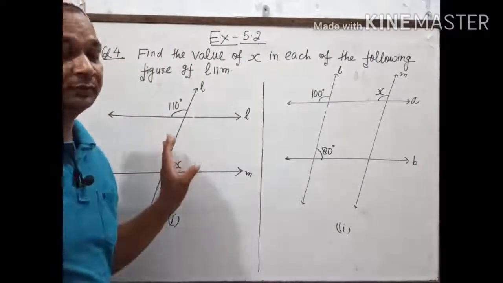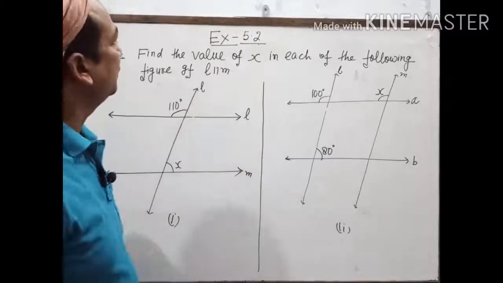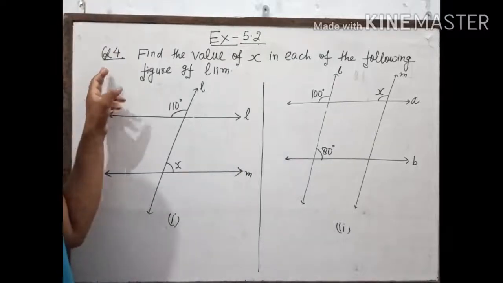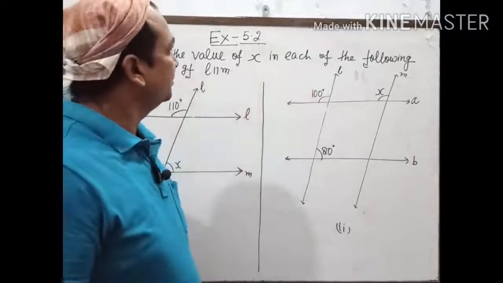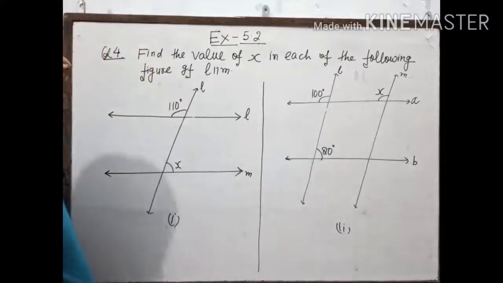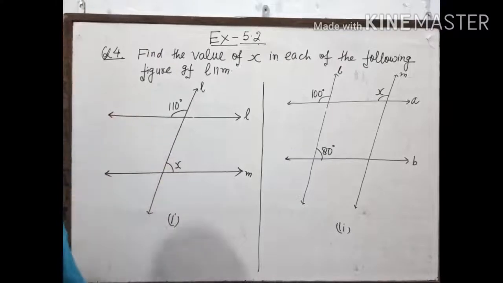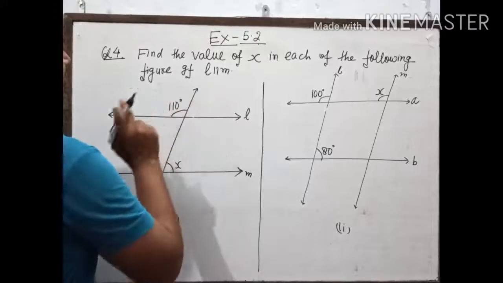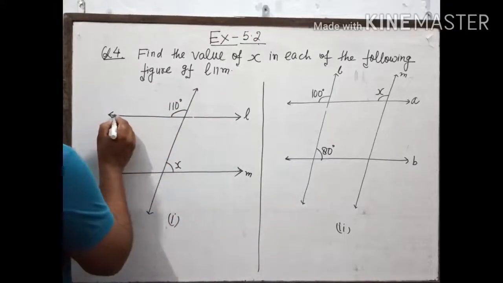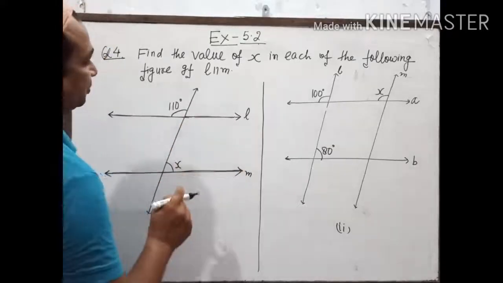Good morning, students. Today we solve exercise 5.1 starting from question number 4. In this question, find the value of x in each of the following figures if L is parallel to M. Here there are two parts in question number 4. First, L is parallel to M, which means these two intersected lines are parallel, as given.